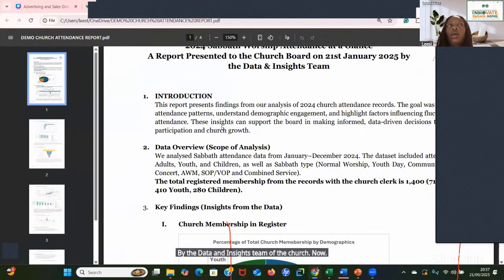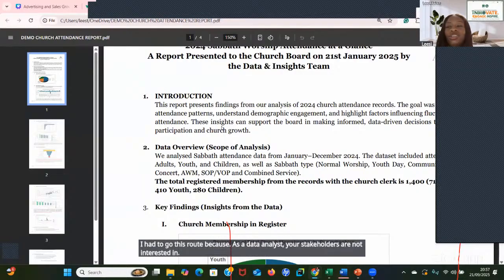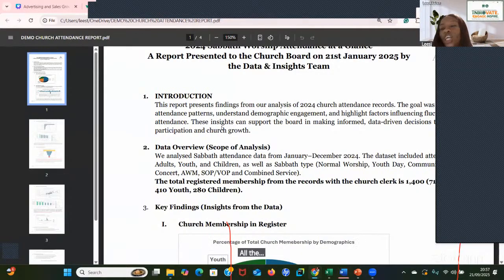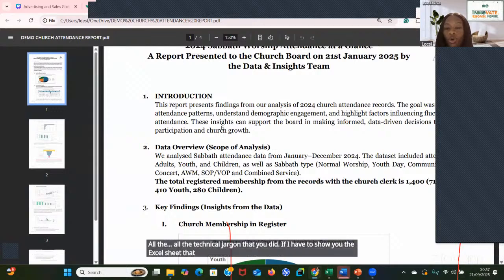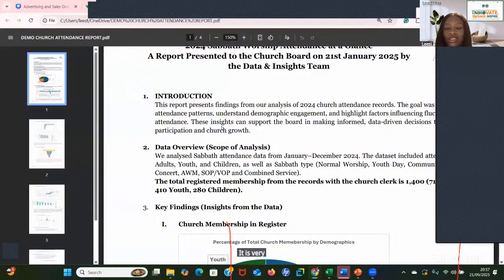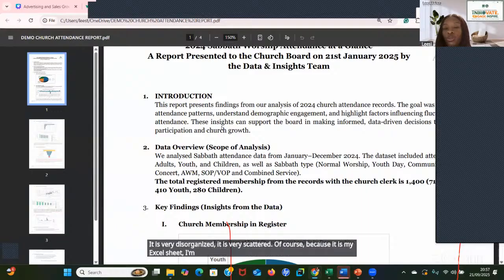Now, I had to go this route because as a data analyst, your stakeholders are not interested in all the technical jargon that you did. If I have to show you the Excel sheet that I used to work on this analysis, it is very messy, it is very disorganized, it is very scattered. Of course, because it is my Excel sheet, I'm not sharing it with anybody. So I just had to do what I had to do.